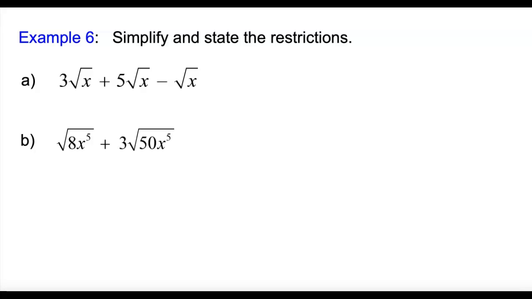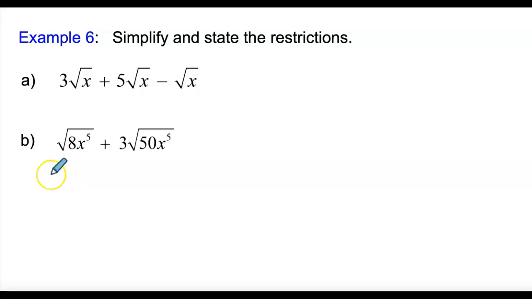Hi everyone. In this video we are going to look at section 4.4, simplifying radicals. Specifically we're looking at example 6b. We have been asked to simplify and state the restrictions. So let's start by stating the restrictions for 6b.